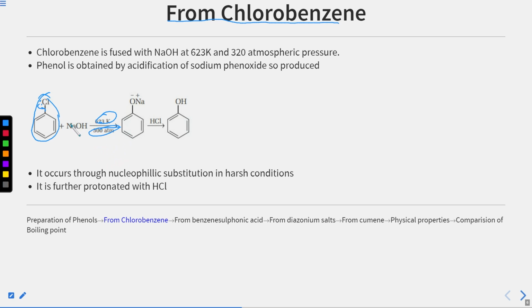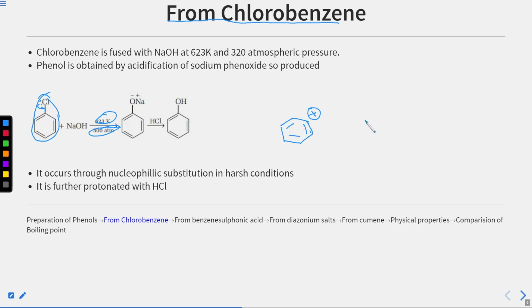Now if you look at the SN1 and SN2 mechanisms, suppose we take SN1 here. For SN1, a carbocation has to be formed. This will result in a phenyl cation, and the phenyl cation is not stable because it destroys the aromaticity. The phenyl cation will look like this. So this would be the structure of the phenyl cation. Due to this positive charge, the aromaticity of the benzene ring has been destroyed.